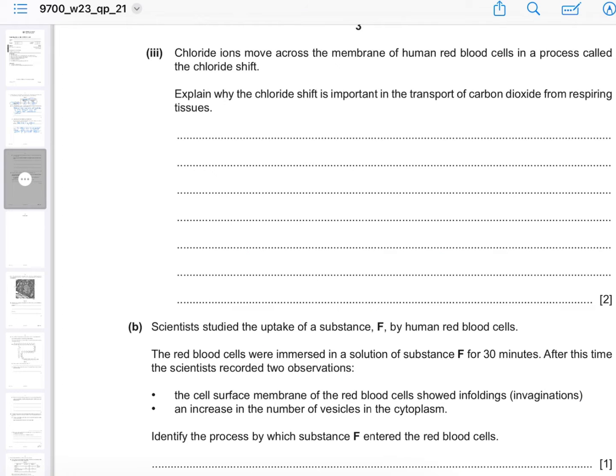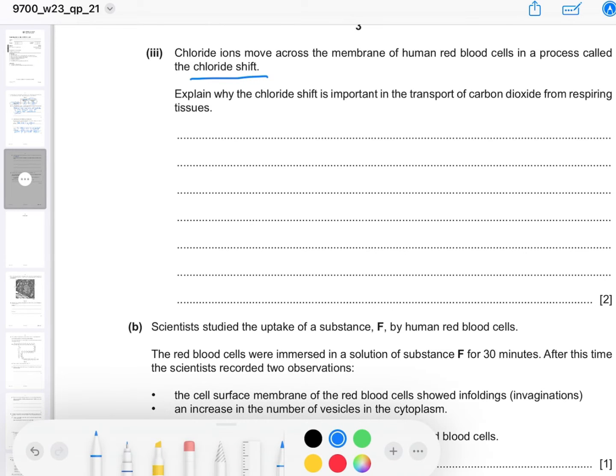Part 3. Chloride ions move across the membrane of human red blood cells in a process called the chloride shift. Explain why the chloride shift is important in the transport of carbon dioxide from respiring tissues. The chloride shift occurs when carbon dioxide, which is a byproduct or waste product of respiration, diffuses into red blood cells.